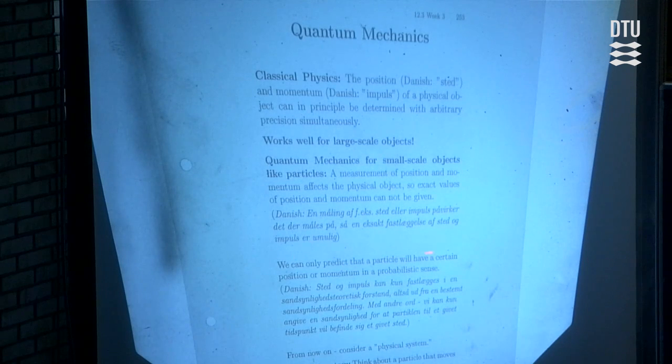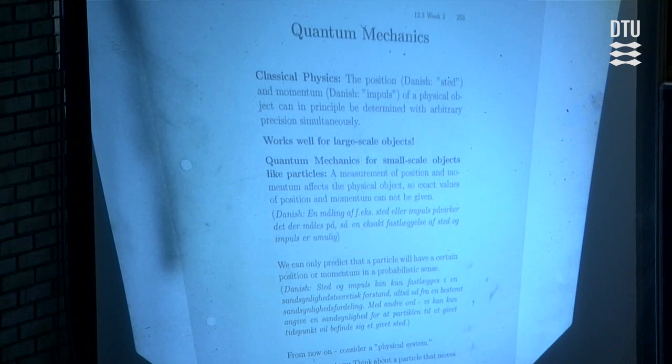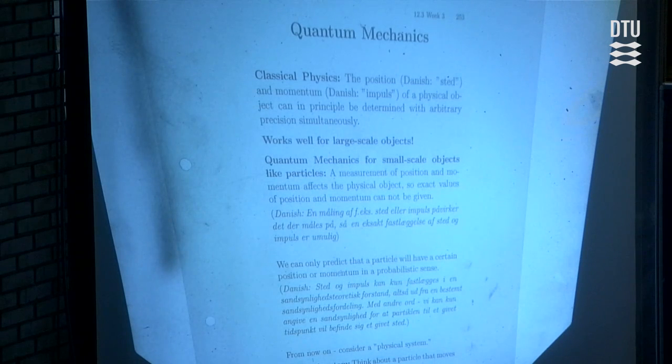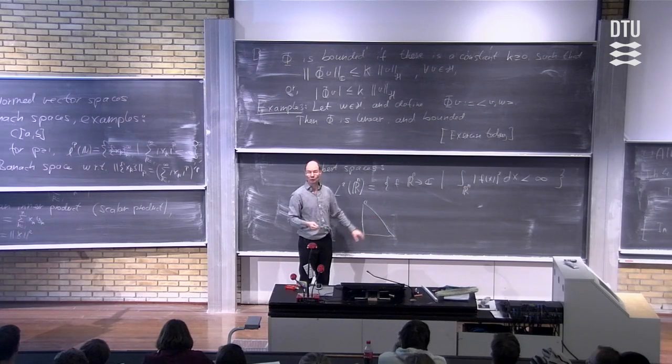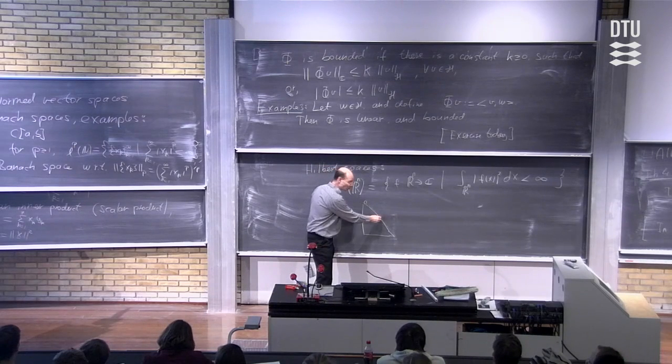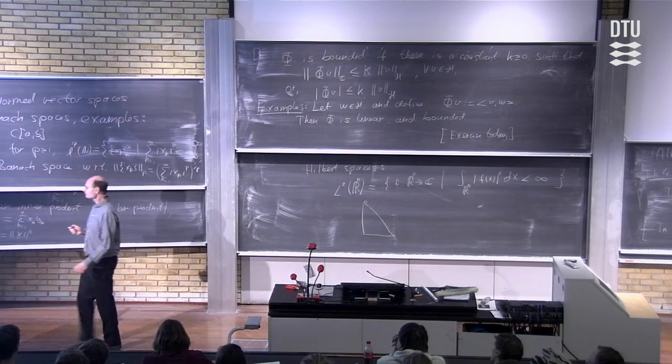The new thing in quantum mechanics is that we can only predict that a particle will have a certain position or momentum in a probability sense. That means you can only say there's a certain probability that your object is here, or there's a certain probability that your object is here. So this is the difference to the setting of classical mechanics, where you don't speak about probability. You know exactly that after 5 seconds your stone will be here, for example. But you don't know that in quantum physics.